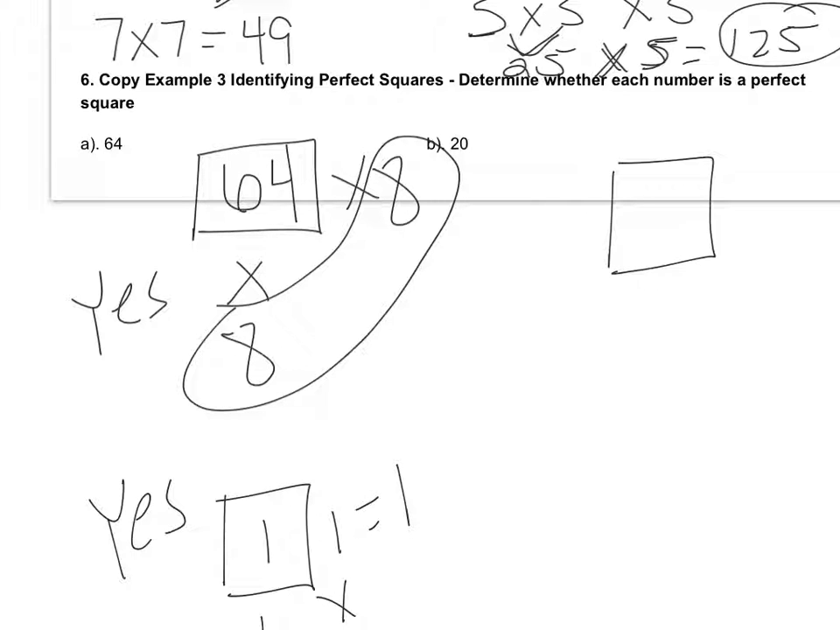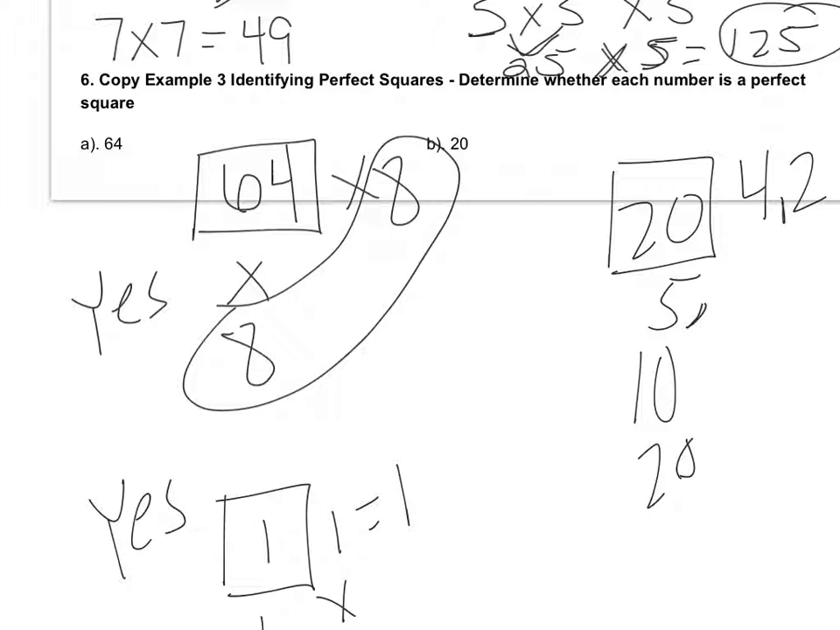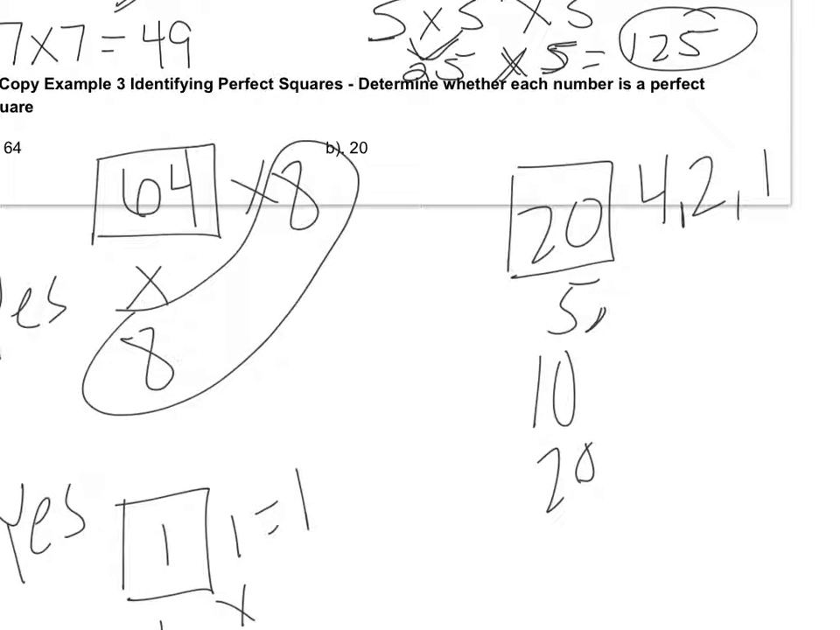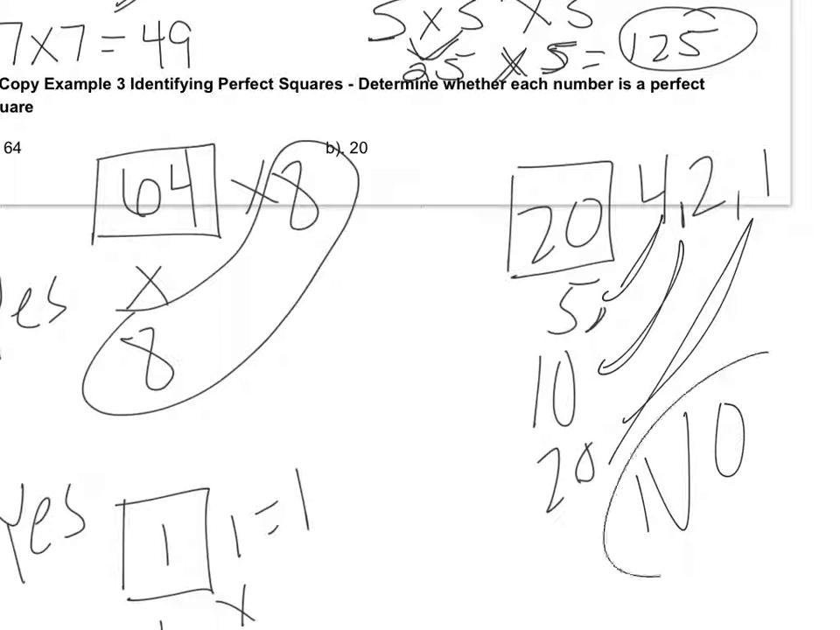Let's take a look here at 20. Now let's look at the two numbers that multiply together to make 20. The factors of 20. What are they? Well, we have 5 and 4. That equals 20. We have 10 and 2. I'm going to put commas here so that we know that they're a different set. We even have 20 and 1. But we can see right here that none of these numbers match. They don't match at all. So 20 is not a perfect square. No, it's not.